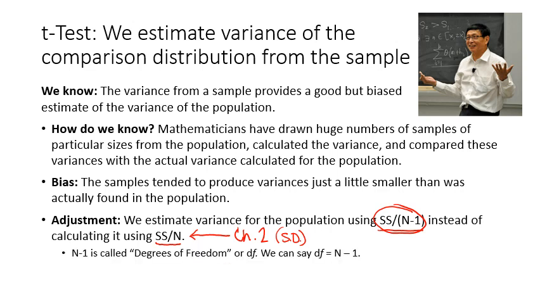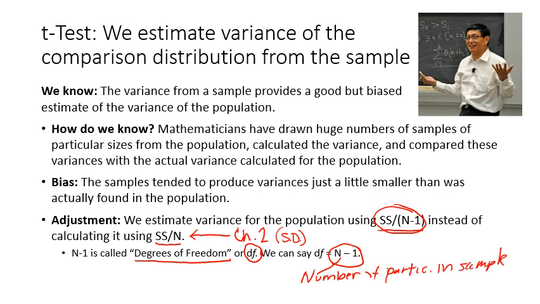And by the way, a new term that you'll be using a lot is degrees of freedom, or we abbreviate it DF. And DF is just equal to n minus 1, with n being the number of participants in the sample. And that's what n equals. And that's a nice, easy math problem to do.